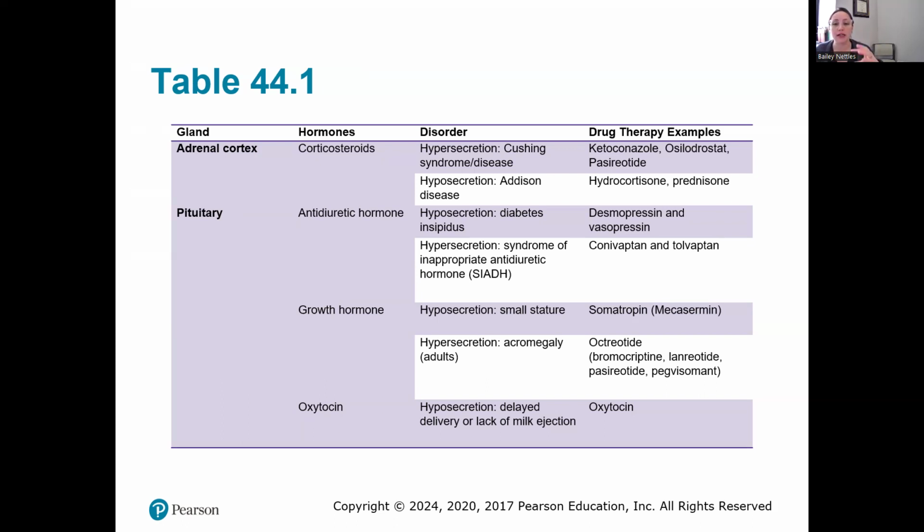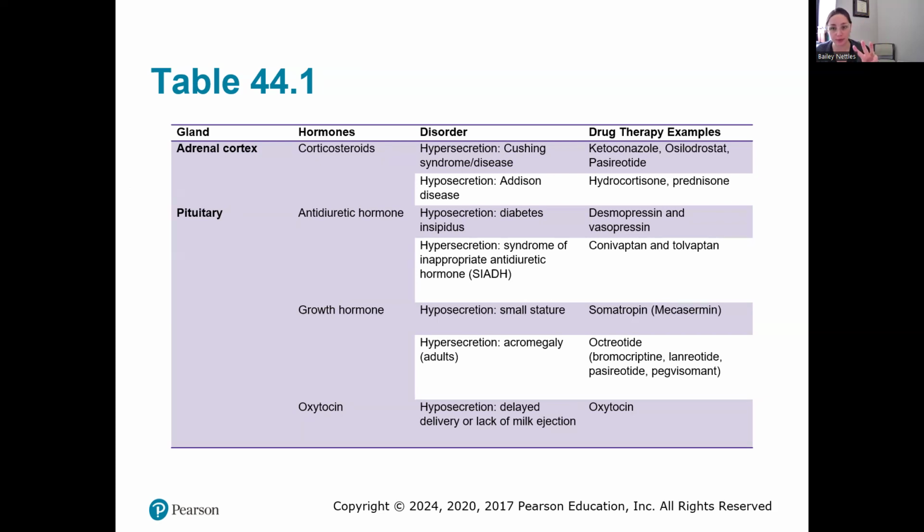Okay, so the adrenal cortex emits corticosteroids. When you have too many, it's Cushing's. When you have not enough, it's Addison's. And then we'll talk about those drugs at the end. Okay. Except for, we'll talk about those drugs then.